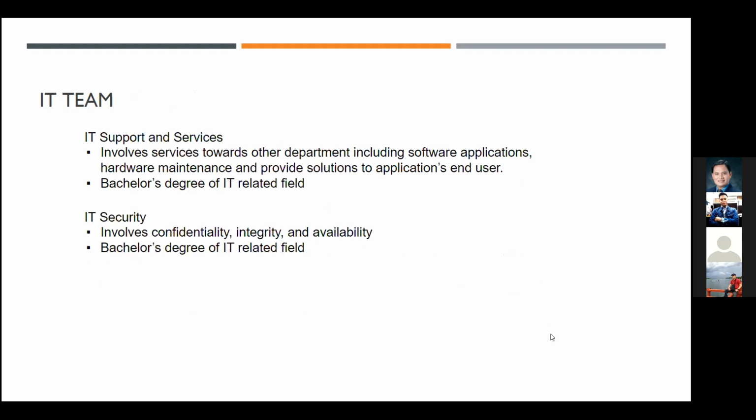Then we also have the IT support and services. This is usually the one called by other departments when, for example, they have a problem with a software application, the use of the app itself, or a problem with the hardware of their computer. Then the IT security is involved in confidentiality, integrity, and availability. Their scope of work also includes CCTVs and archiving of files. That's it. Next slide please.